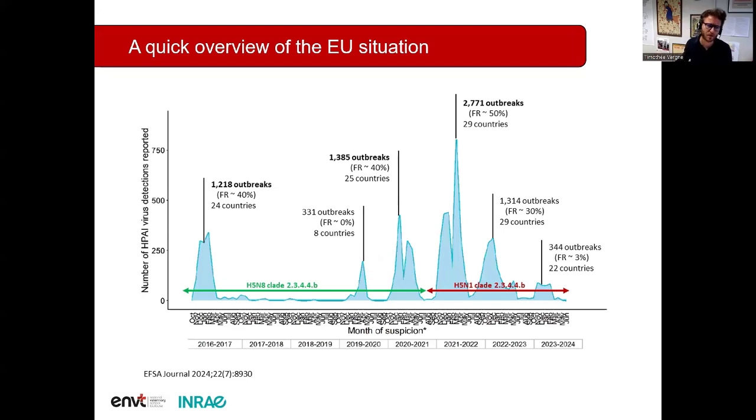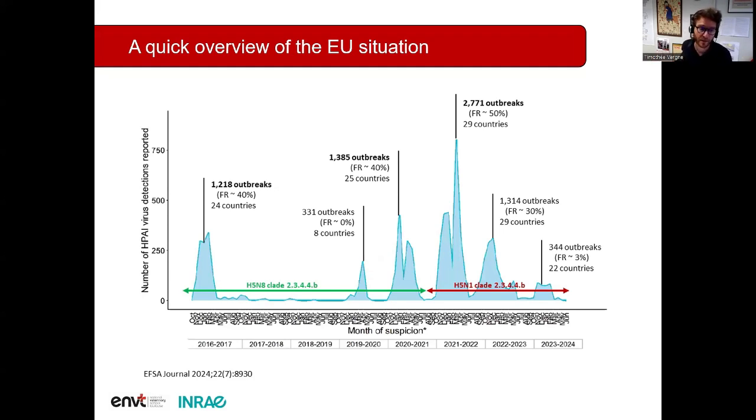So that was a great shock, and that triggered a lot of research to work on avian influenza in France and Europe. And then there was nothing for almost 2 years, well, almost 3 years, because this was a very small epidemic, 300 outbreaks in the whole of Europe. And then during the winter 2020-21, there was also a major epidemic in Europe, with France accounting for 40% of the outbreaks.